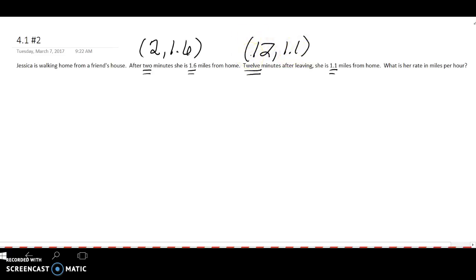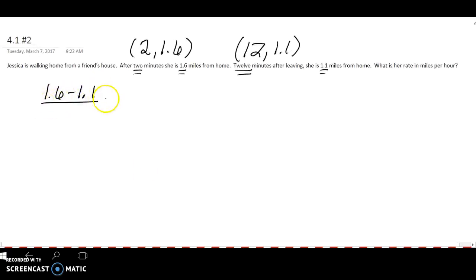So when we calculate our slope, remember we have to work with our y coordinates first and then our x coordinates. So 1.6 minus 1.1, I'll go ahead and write it all out. And since I did 1.6 first, then I got to do 2 minus 12. So that's going to give me 0.5 on the top and then a negative 10 on the bottom.